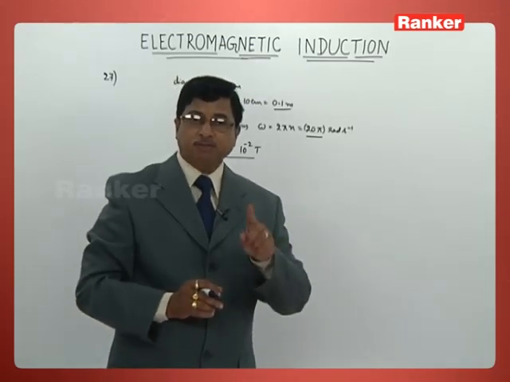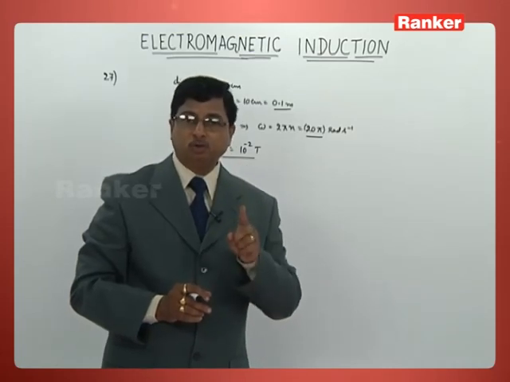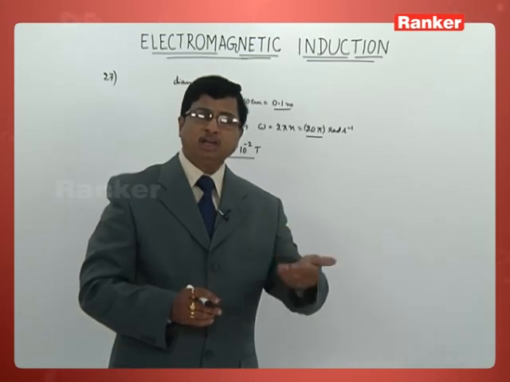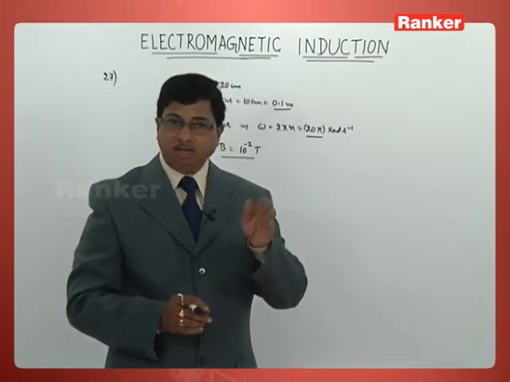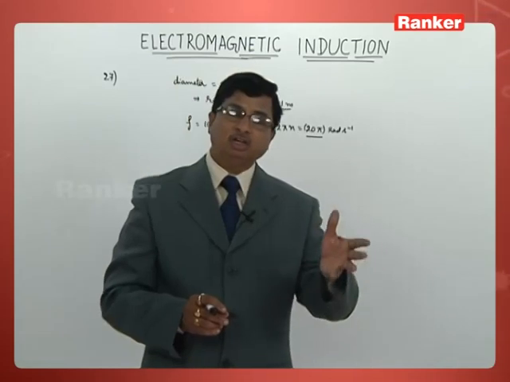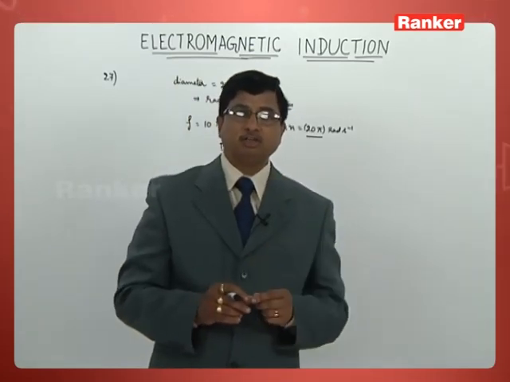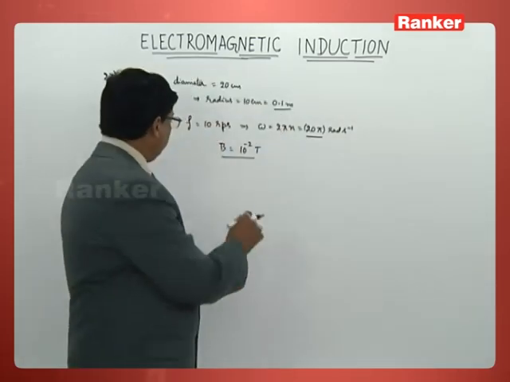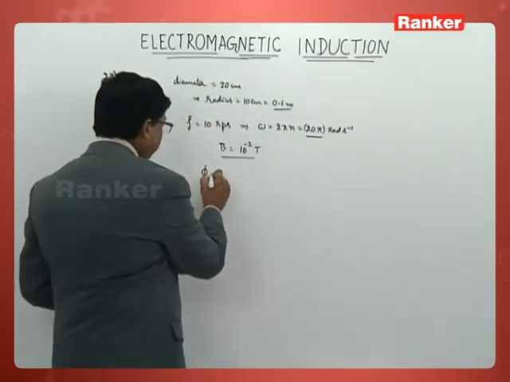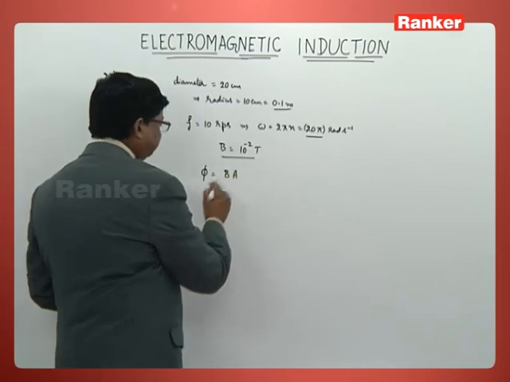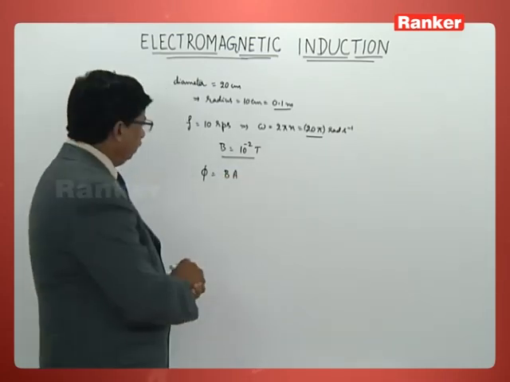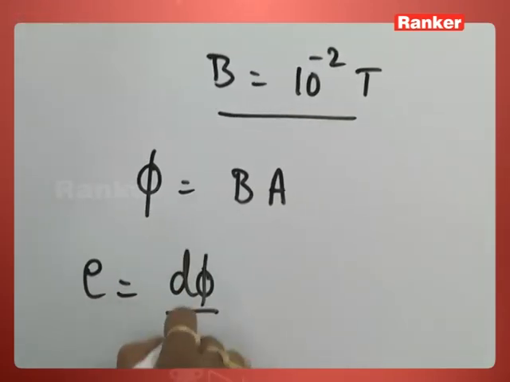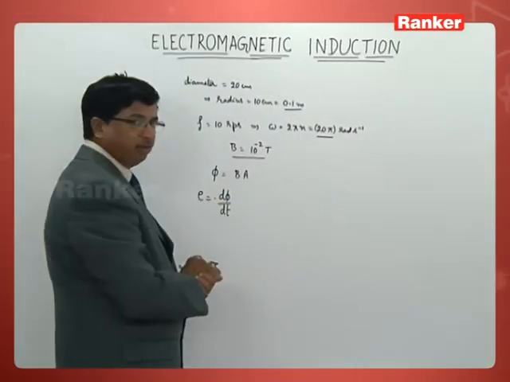That means first and foremost you need to know what is the magnetic flux. Then you can directly write dφ/dt, that gives you the induced EMF. That is what he is asking you to calculate ultimately. So what can we write now? First of all, φ is equal to BA. Thereby induced EMF we can write dφ/dt over here with a negative sign.